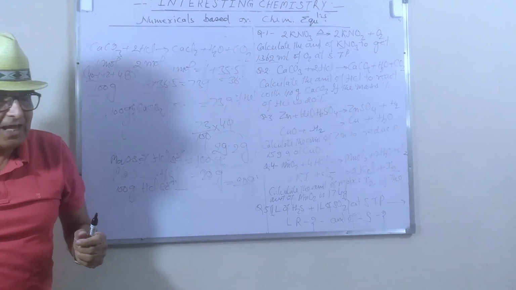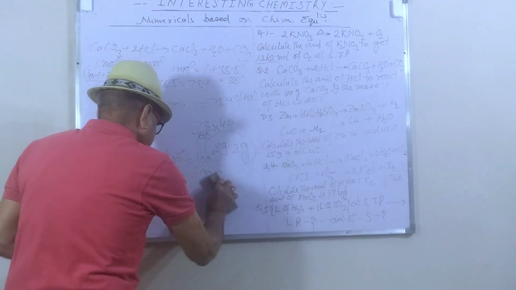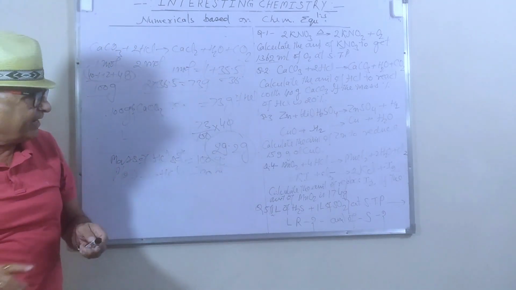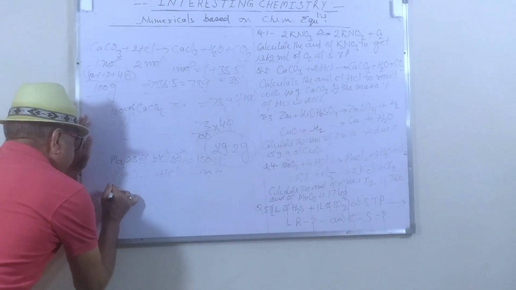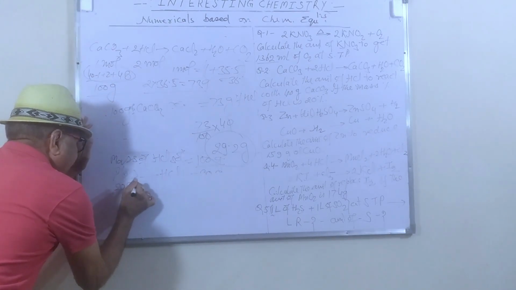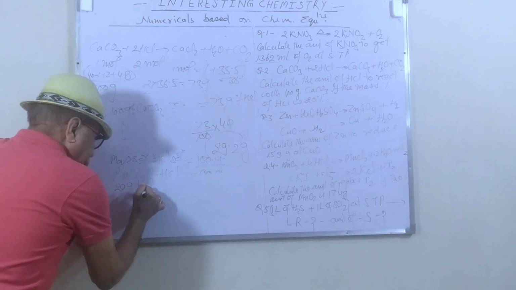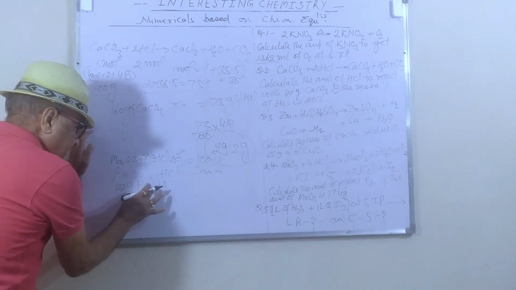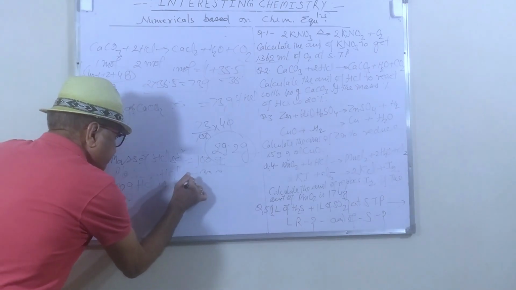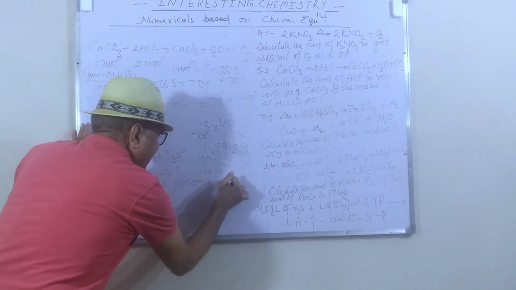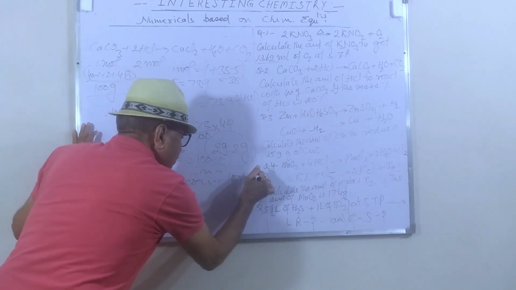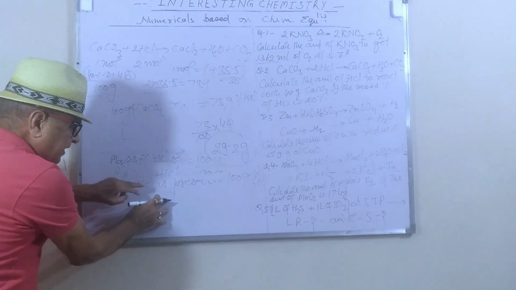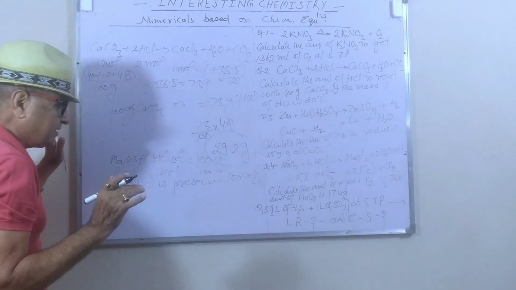We have to calculate the amount of HCl. So again you will write here the opposite. How will you write? That 20 gram of HCl is present in 100 gram solution of HCl. 20 gram of HCl present in 100 gram solution of HCl.